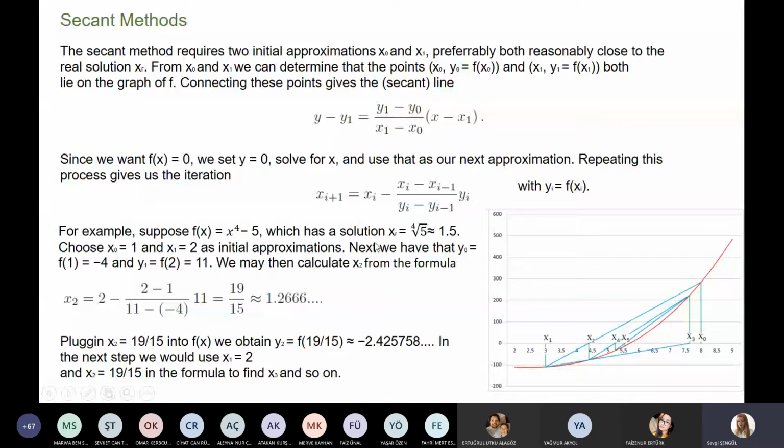So x2 will be x1, which is 2, minus 2 minus 1, and f1 minus f0, times f1. Exactly. Now I find x2. Look at that. Now I will use x2 and x1, which is 2, to find x3. Okay. You will do that and you will find x3. And the iteration will go through like that for the secant method.